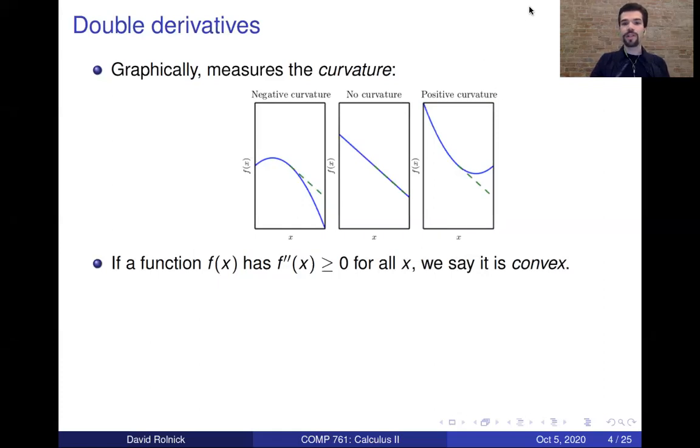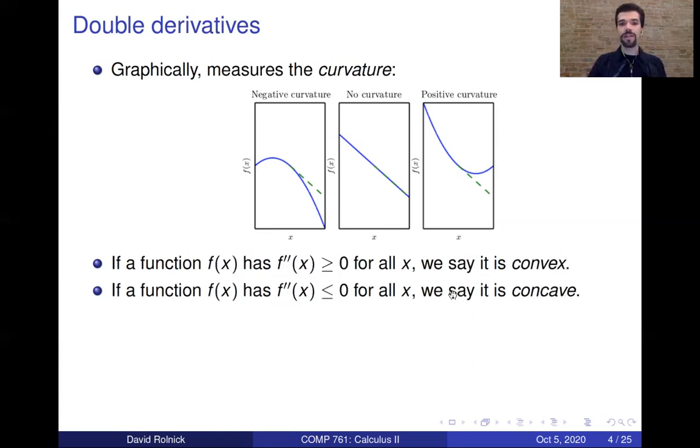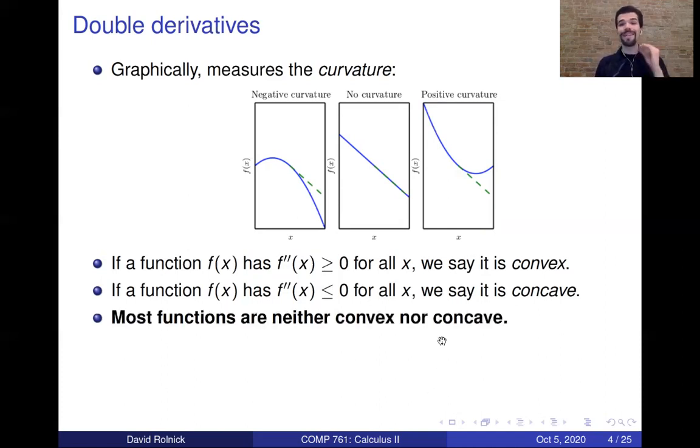Again, we say the function is convex if its second derivative is greater than or equal to zero for all x, the function is concave if the second derivative is less than or equal to zero for all x, and most functions are neither convex nor concave. There are places where they curve up and there are places where they curve down. There are also functions, namely lines, which are both convex and concave because their second derivative is equal to zero everywhere. So do not say convex or concave; say convex and concave, or probably neither convex nor concave.